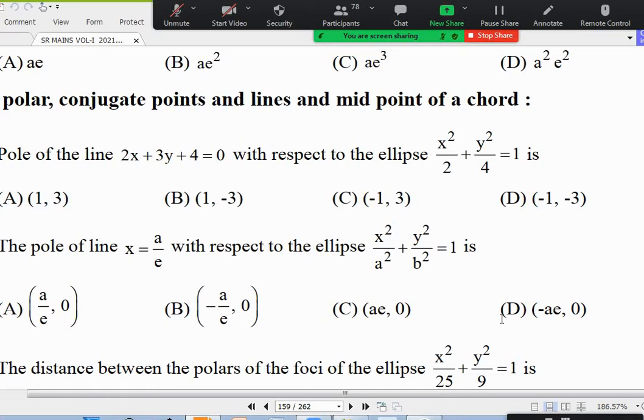Any doubt about 71? Okay, this is one of the properties that I told you to remember. What is that property? The pole of the directrix is the corresponding focus.